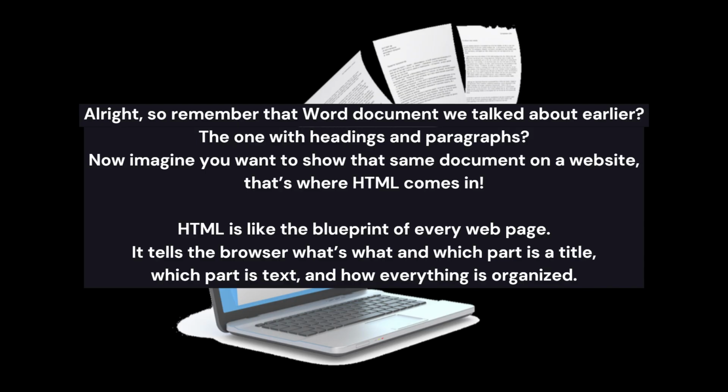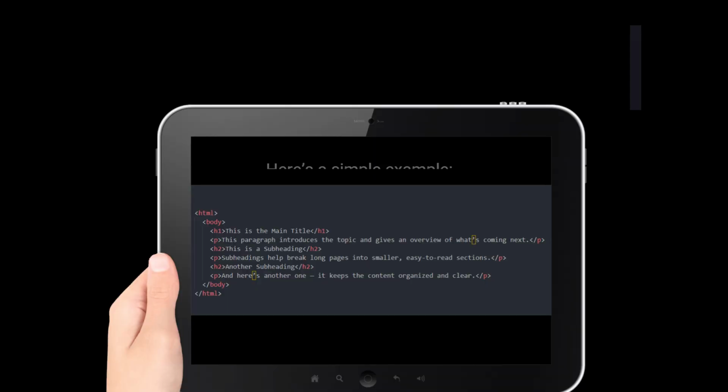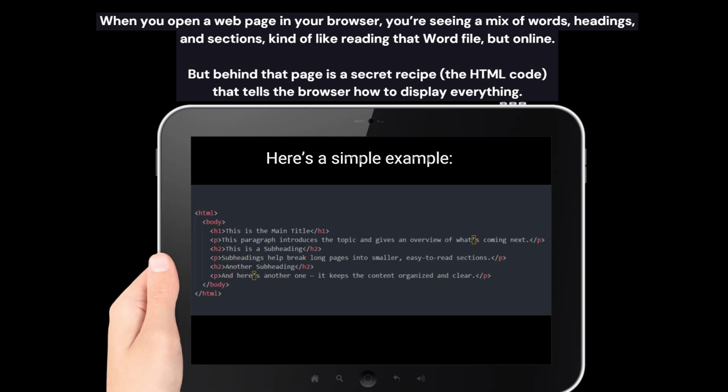HTML is like the blueprint of every web page. It tells the browser what's what, which part is a title, which part is text, and how everything is organized. When you open a web page in your browser, you're seeing a mix of words, headings, and sections, kind of like reading that Word file, but online. But behind that page is a secret recipe, the HTML code, that tells the browser how to display everything.